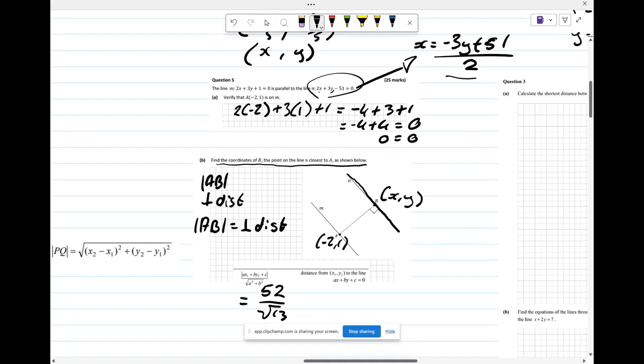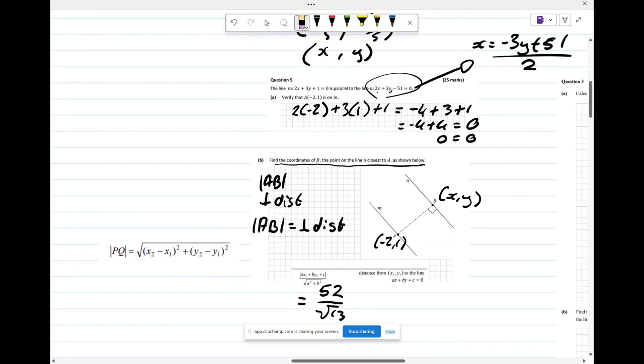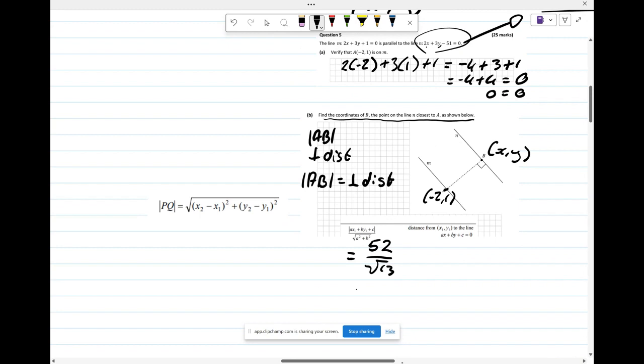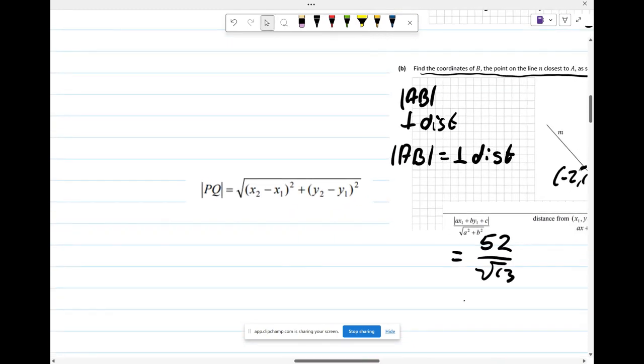But we're going to need this later. You're going to see why. I'm just getting this out of the way first because I know we're going to need it later. So let's find the distance from (-2, 1) to (x, y). We know how to do that.